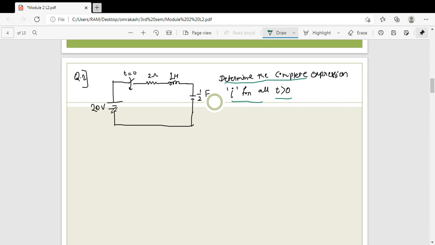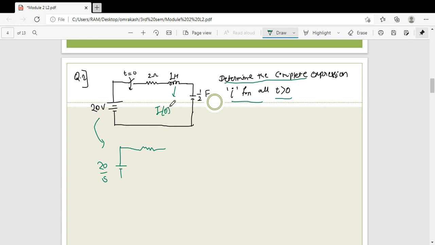Okay, so here the switch is given and this voltage is given to you. So take this voltage as a unit step voltage, right? That's why we need to redraw this circuit in the Laplace domain. In the Laplace domain, this voltage is represented as 20 by S. Now the switch is closed, right? So what is the pre-voltage? What is the pre-current, meaning I naught?